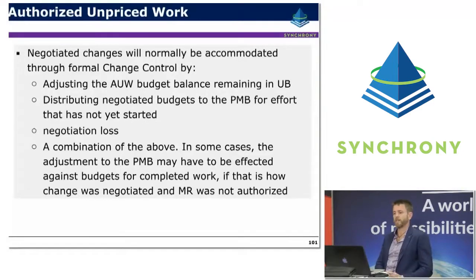Okay, so continuing with authorised unpriced work, negotiated changes would normally be accommodated through a formal change control process by adjusting the authorised unpriced work budget balance remaining in undistributed budget, distributing negotiated budgets to the performance measurement baseline for effort that hasn't started yet, understanding that when you do allocate that budget, sometimes there might be a negotiation loss, or the final outcome of that negotiation might be different to the budget that was actually anticipated for that unpriced work. Or a combination of the above.